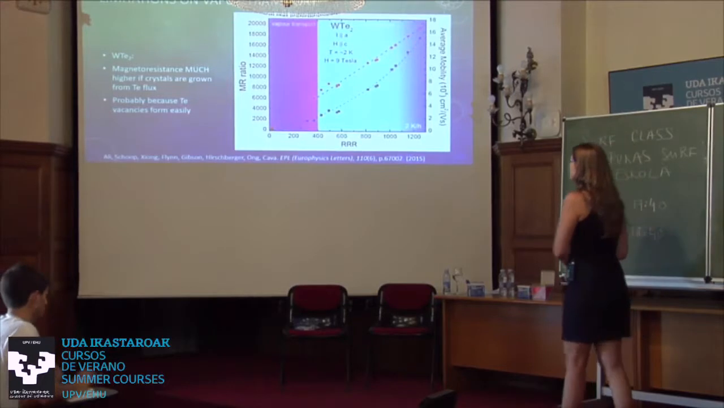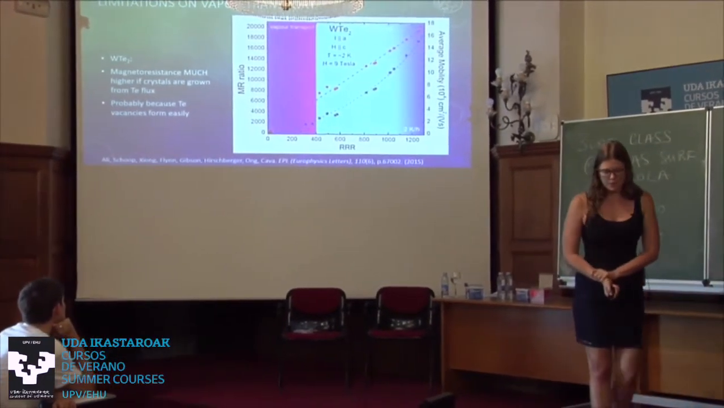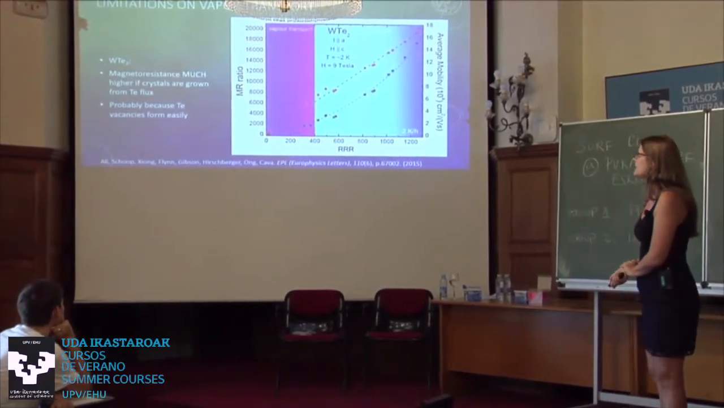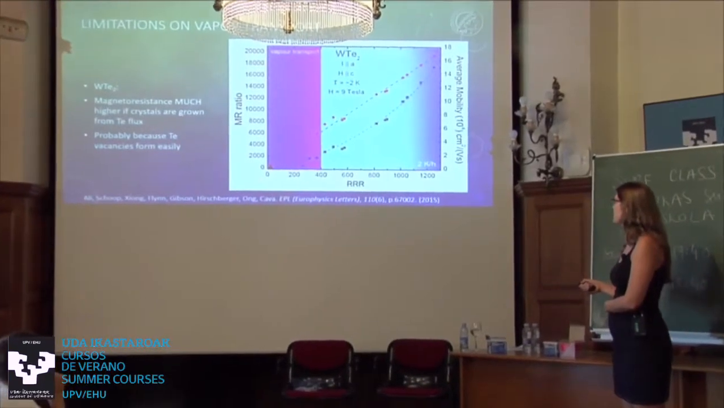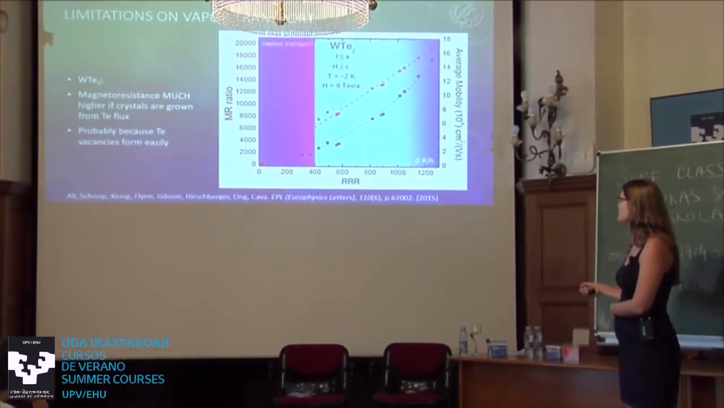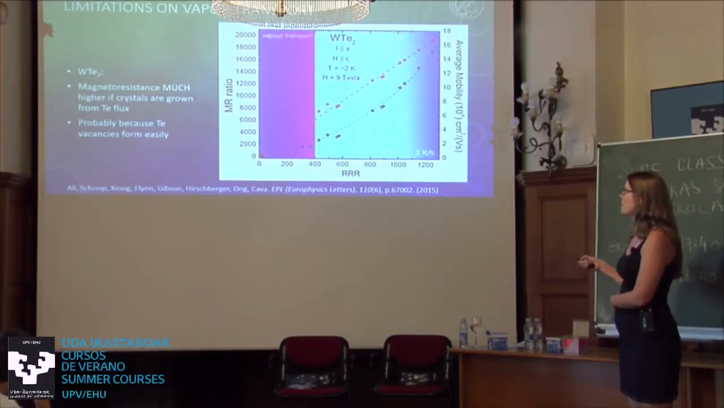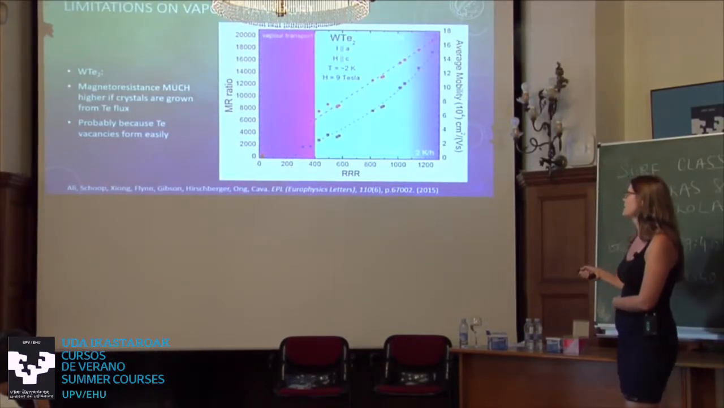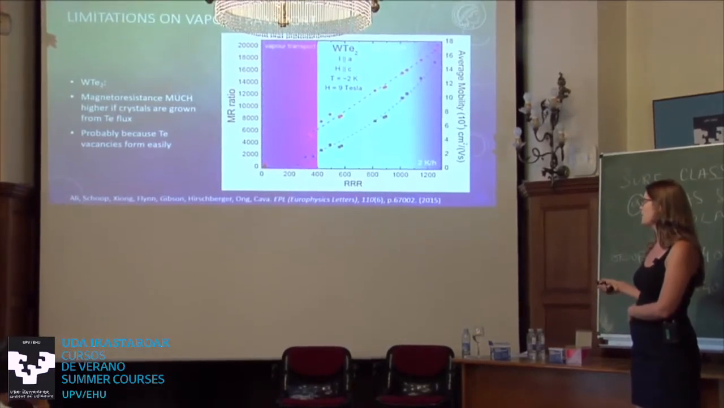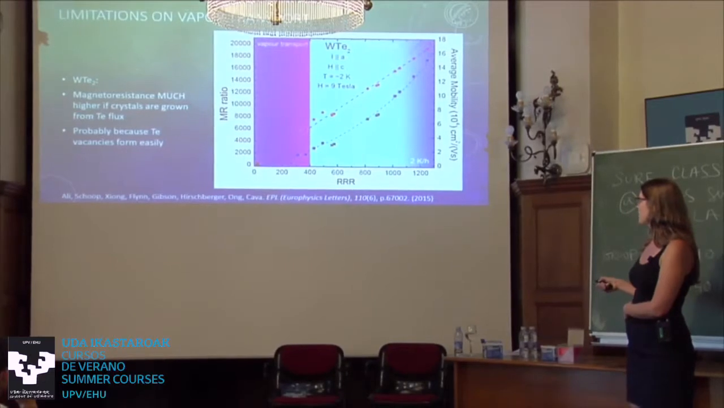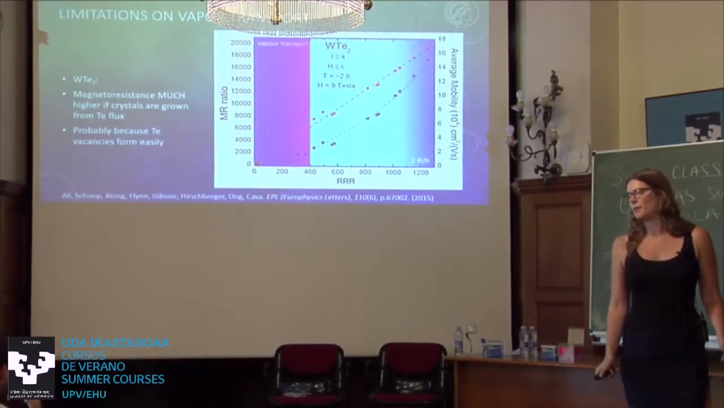Another famous example where vapor transport kind of fails is tungsten ditelluride, which is famous for its gigantic magnetoresistance. And even there, if you grow it with vapor transport, you get low triple R ratios. So those are crystals here grown with vapor transport. This is the triple R, and this is the MR observed at 2 Kelvin and 9 Tesla. So with vapor transport, you're down here, low triple Rs, low MRs. And if you grow with a flux, then you get much higher MR ratios and much higher triple R ratios.